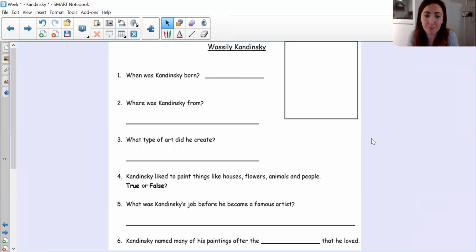So I'll read through them. And if you just write down your answers on a piece of paper or in a notebook and send them to the Year 1 email address. So question number 1, when was Kandinsky born? Question 2, where was Kandinsky from? Question 3, what type of art did he create?